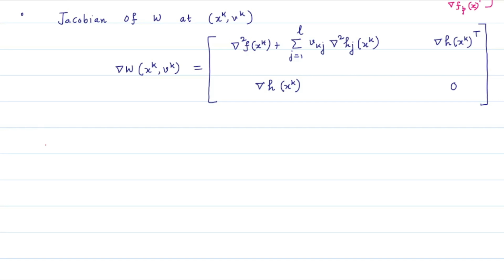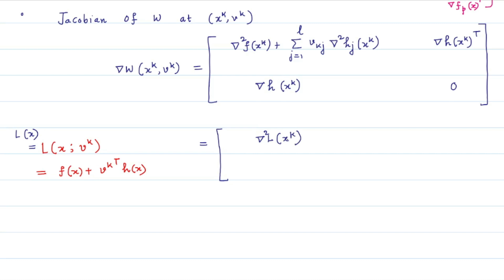Now if we write the Lagrangian function for the given vk as L(x, v) = f(x) + v^T h(x), then we notice that this Jacobian matrix of w at the point (xk, vk) can be written as the Hessian of this Lagrangian function, L_x(x, vk), or let us denote it simply by L. Accordingly, we get here the Hessian of L at the point xk as this first component, then the rest of the elements as they were, let us keep them.